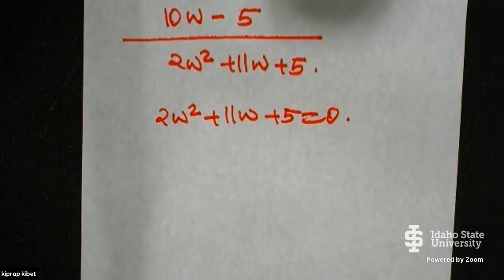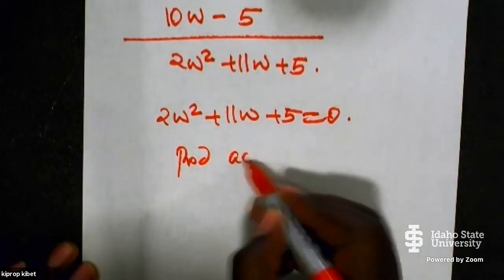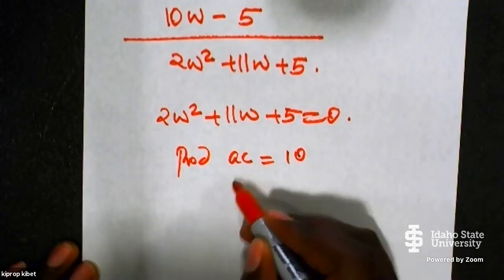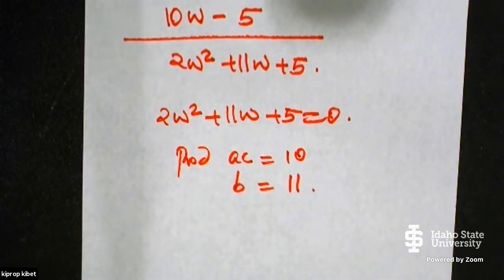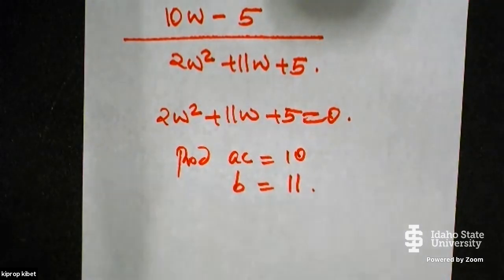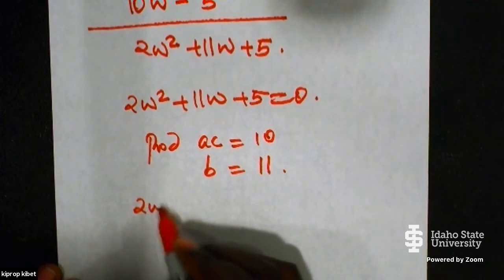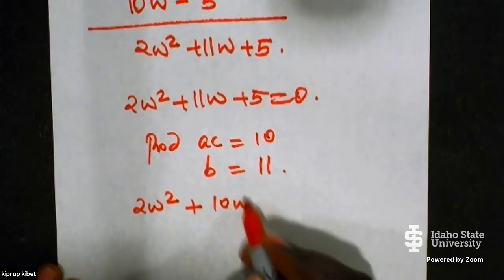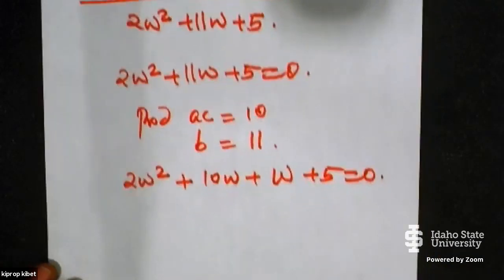Then now you factorize. So you can use the AC method. So the product, which is AC, equals to what? Equals to 10. And then the sum, which is B, equals to 11. So what are the two numbers in which the product is 10 and the sum is 11? 10 and 1. So we have 10 and 1. So here it will be plus 10 plus 5 equals to 0.